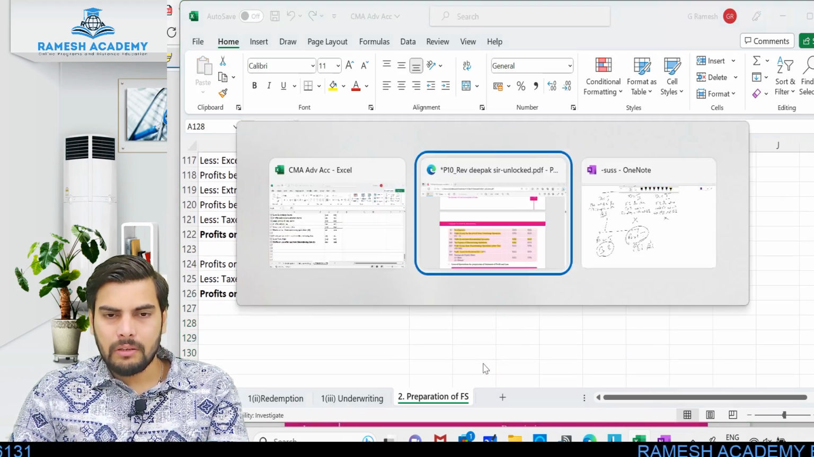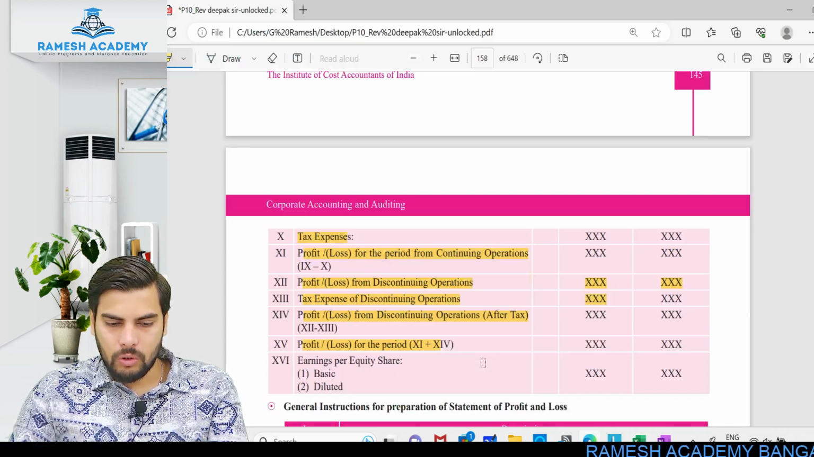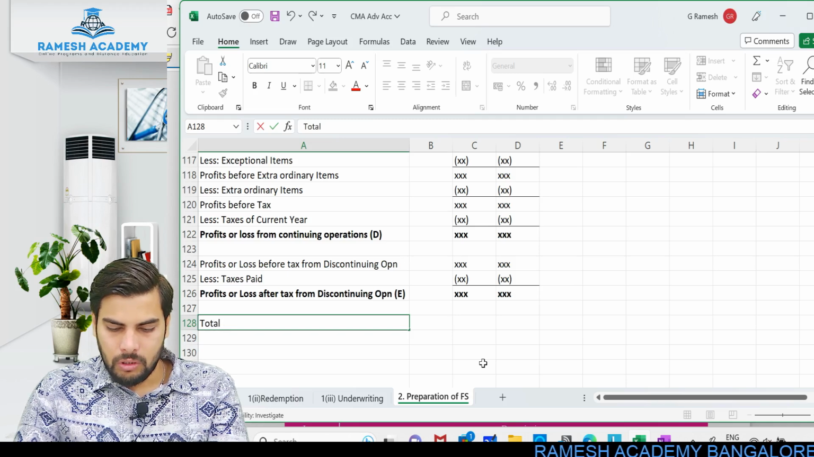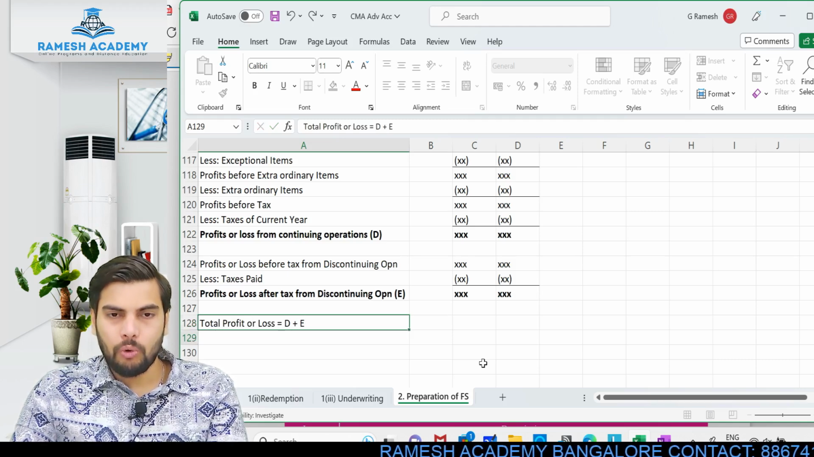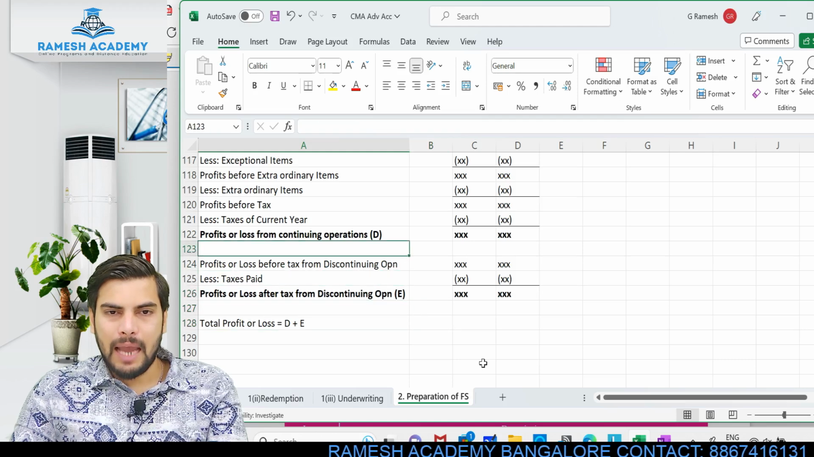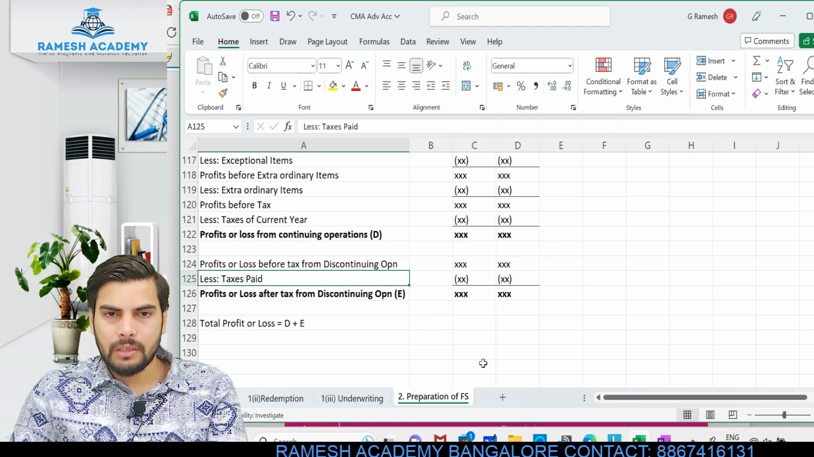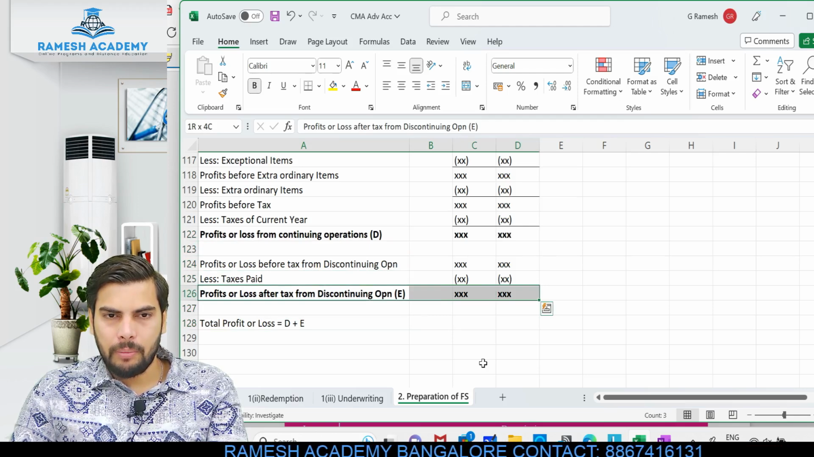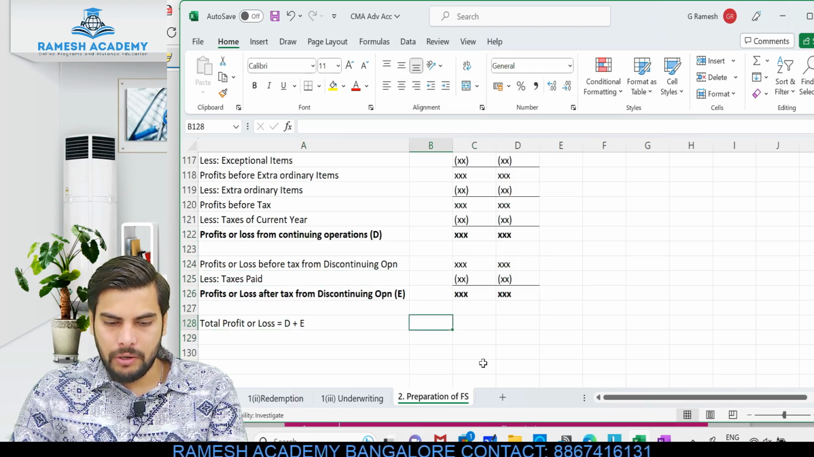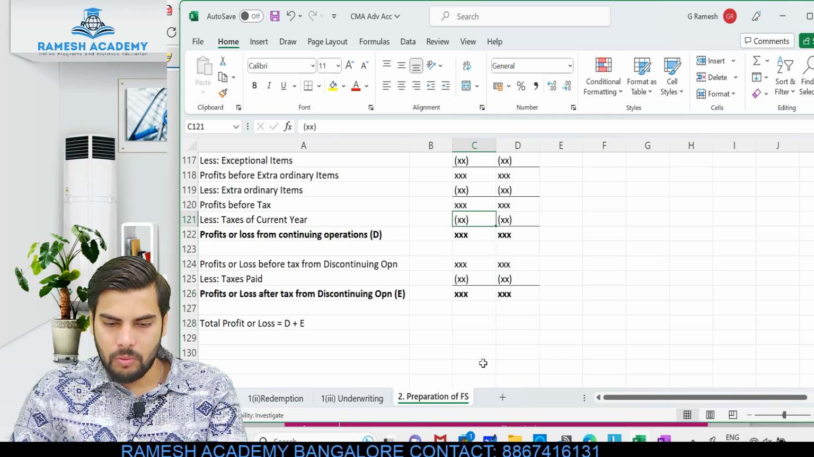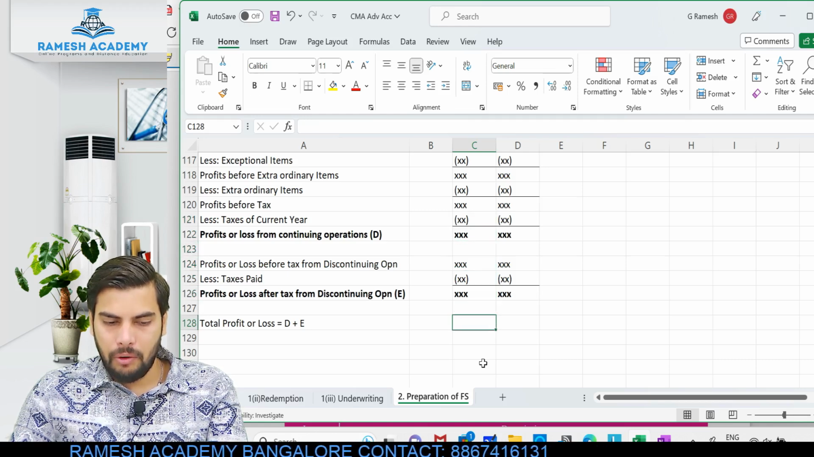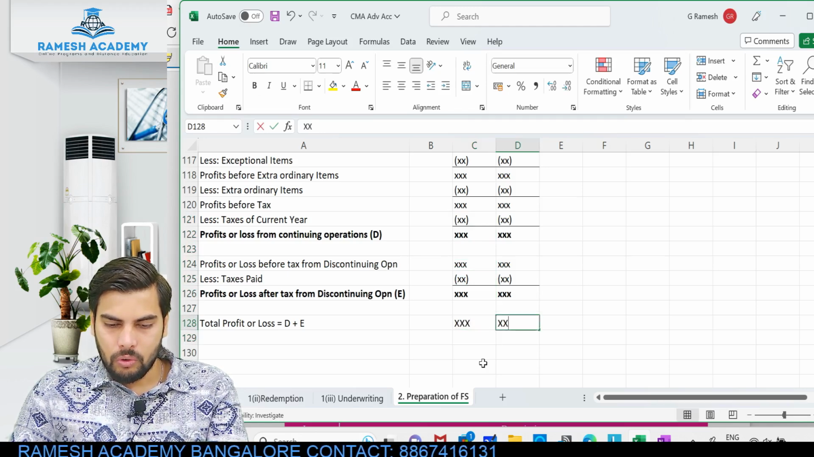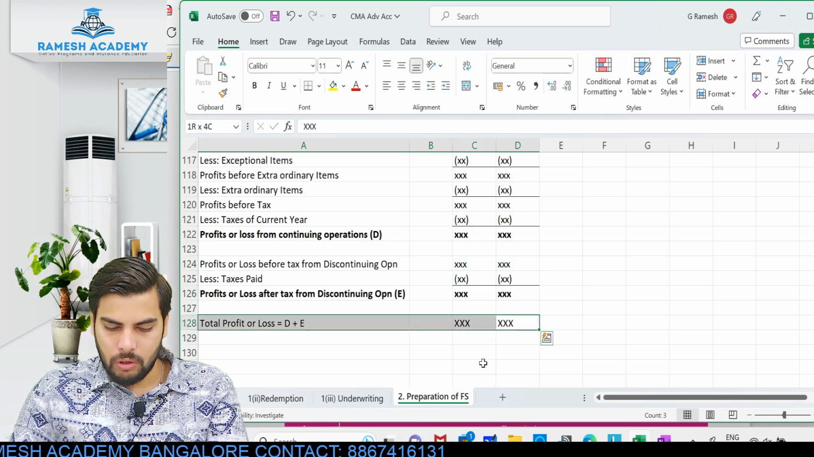Clear? So then the total profit, how do I calculate the total profit? Total profit or loss will be equal to D plus E. What am I doing when I am saying D plus E? I am just adding the profit from continuing operation with the non-continuing operation or discontinuing operation. So continuing operation, the profit was so much. Add the profit or loss of discontinuing operation, you will get to know the total profit. So this would be the total profit or loss.